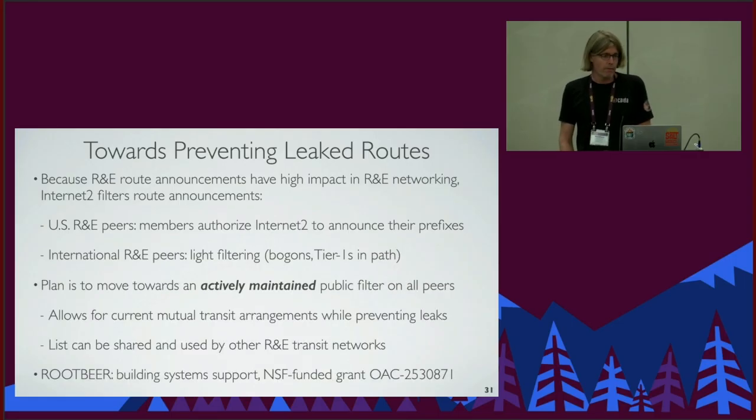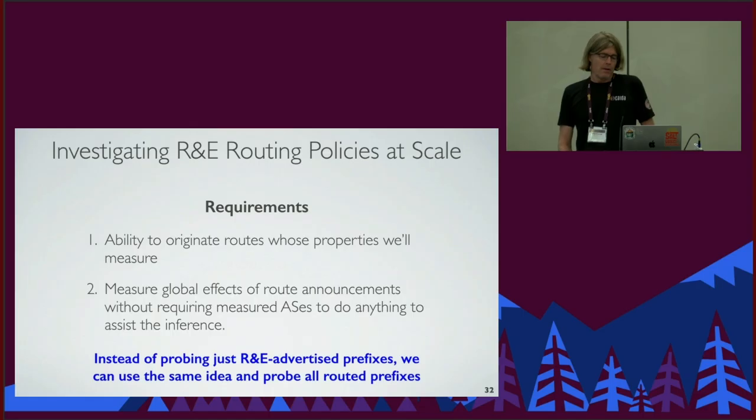So the plan that we're trying to fulfill with the Root Beer project, with our active probing that I'm going to describe shortly, is to be able to move towards an actively maintained public filter on all pairs. So this will allow the current mutual transit arrangements that are currently in place while preventing leaks, and the list will be public and shareable with other R&E transit networks. And we're going to be building systems support for this. So, instead of just probing R&E advertised prefixes as we've done in the past, we're going to use the same idea and probe all routed prefixes and make some inferences based on the responses.